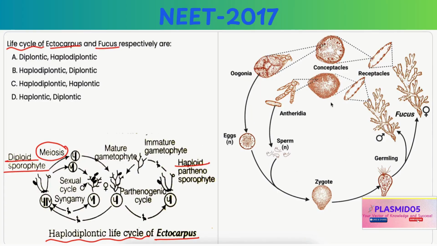And fucus, which is also a brown algae, exhibits a diplontic life cycle where the dominant stage is diploid. So the haploid stage is restricted to the gametes only, which are produced by meiosis. And the diploid zygote grows directly into mature individual without a multicellular haploid stage. Hence, ectocarpus exhibits haplodiplontic life cycle and fucus exhibits diplontic life cycle. Thus, the correct answer is option B.